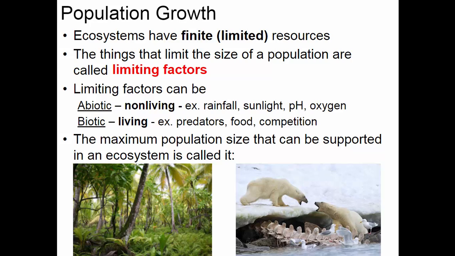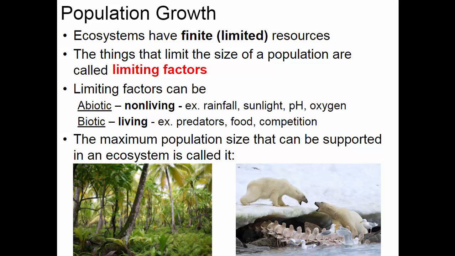And sometimes they're non-living factors. Things like the amount of sunlight, the pH of the water, the pH of the soil, the oxygen levels, the amount of rainfall. Those would be non-living factors, but they influence the size of a population. They limit the size of a population.